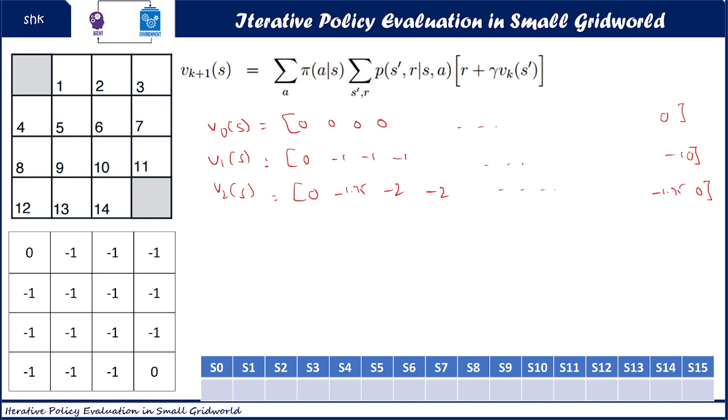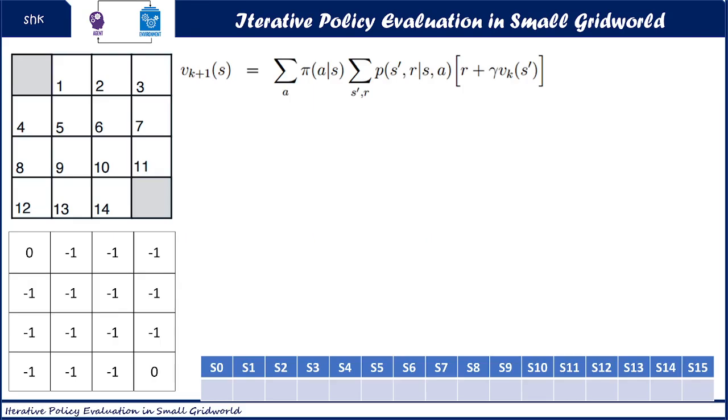So until what point do we have to consider V3, V4, V5? Whenever two consecutive iterations of value functions, Vk and Vk plus 1, give the same values, then we can stop. At that time we can consider it the optimal value function, which is V star. Till that point we have to evaluate. Now I have tabulated the remaining cases.